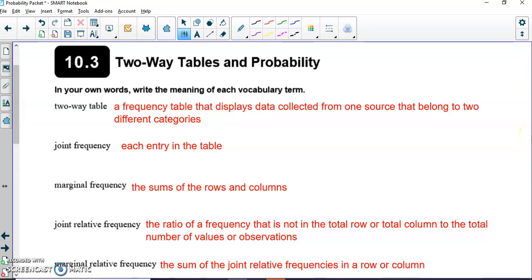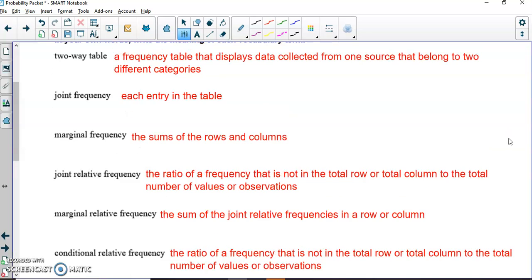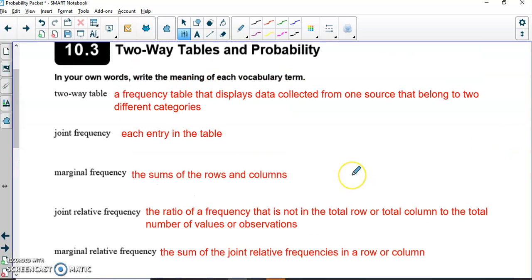Hi everybody, we are taking a look at two-way tables and probability. You can see there's a bunch of vocabulary terms here. So what you're going to want to do is copy these down. The first thing we're going to look at is a two-way table.